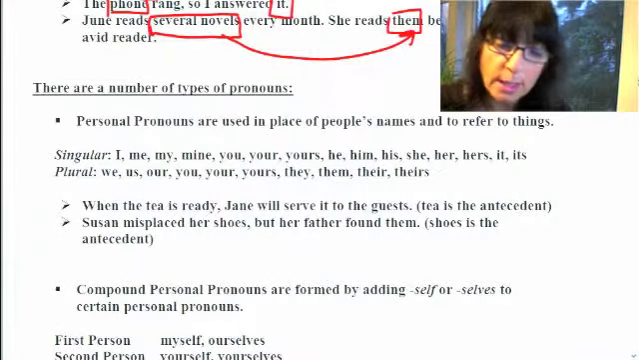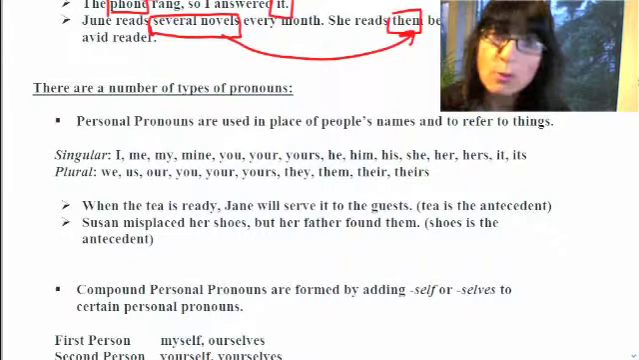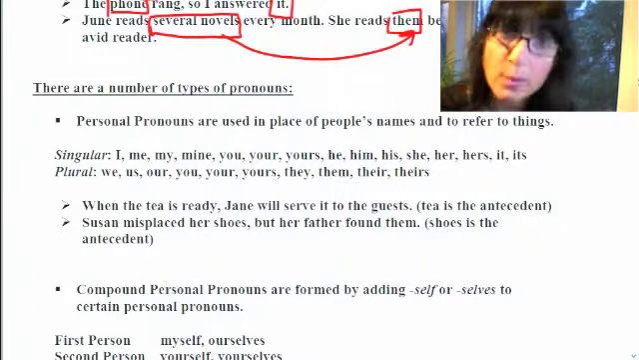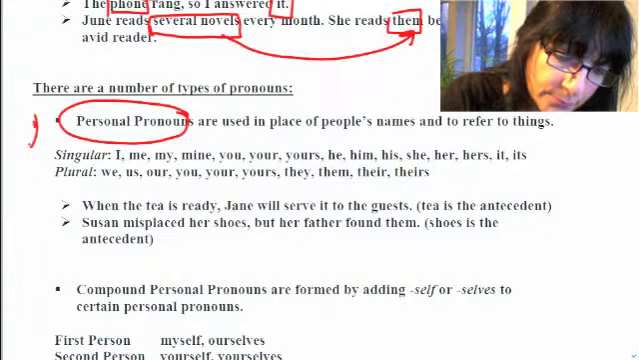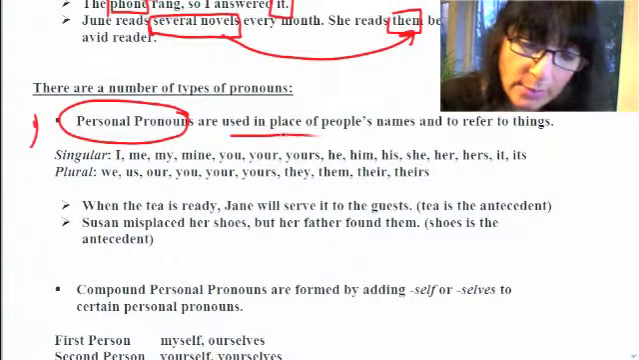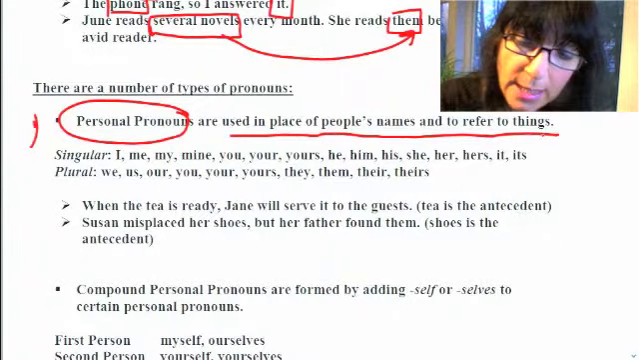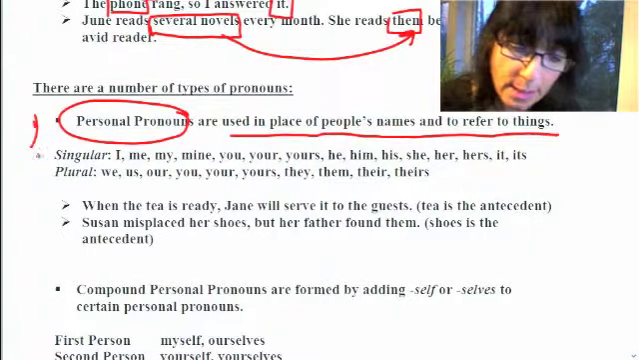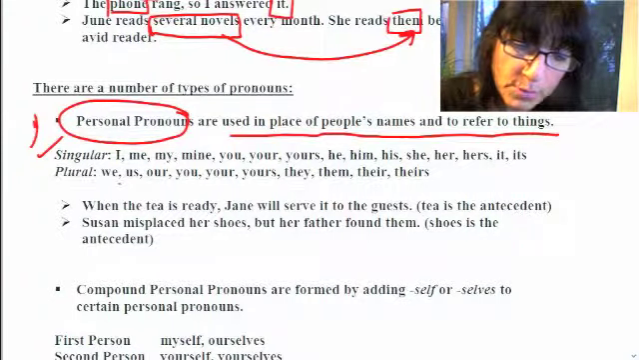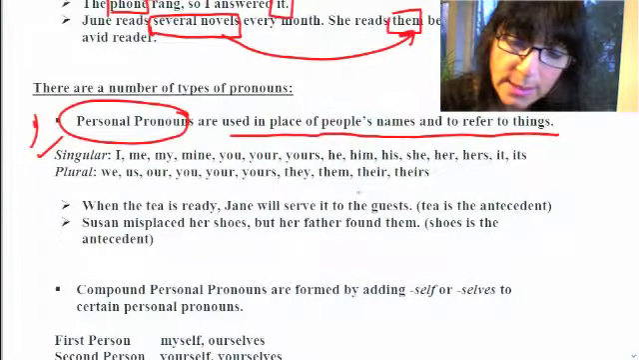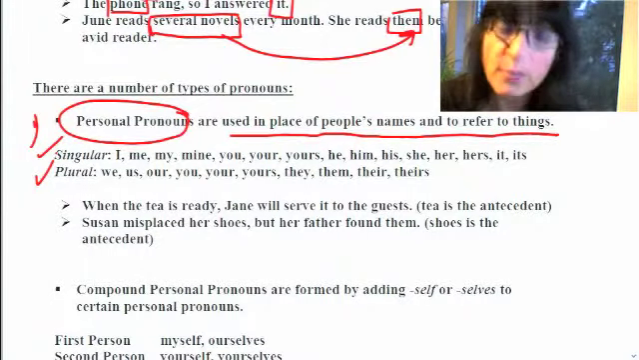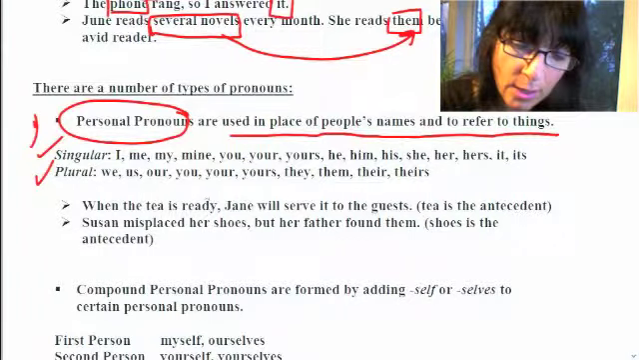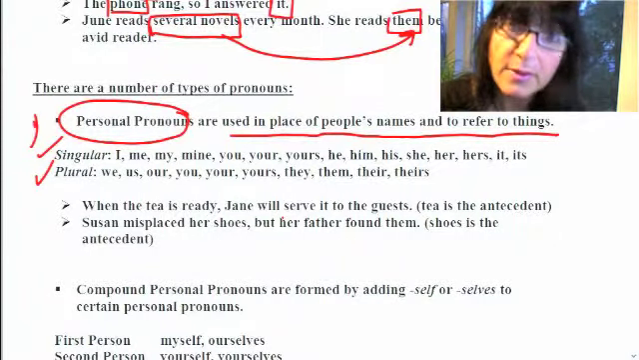So now I'd like to look at a number of types of pronouns, because there are quite a few different types of pronouns to look at. The first one is called personal pronouns. And these personal pronouns are used in place of people's names, and they refer to things. For example, there's a singular personal pronouns list, and they include I, me, my, mine, you, your, yours, he, him, his, she, her, hers, it, and its. And the plural form of personal pronouns include we, us, our, you, your, yours, they, them, their, and theirs.